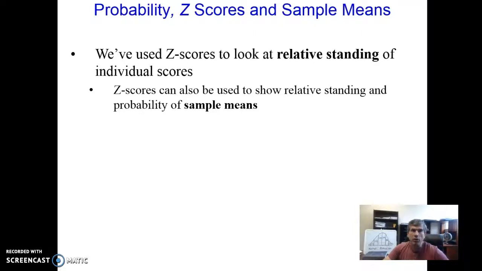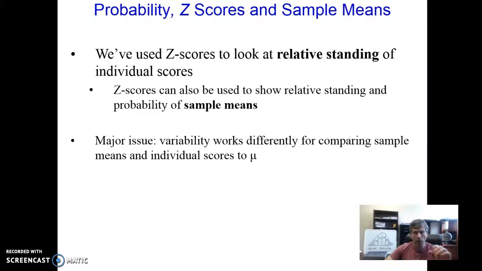So we can use the same process. We can use z-scores and that normal curve to show the relative standing and also the probability of the averages of different samples. This is what we really want to do. We aren't really going to want to look at individual scores. How does this work? How can we use the same process for sample means? Well, there's a hurdle that we have to get past first.